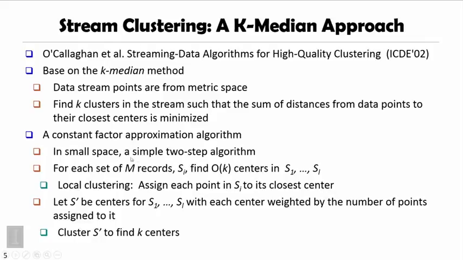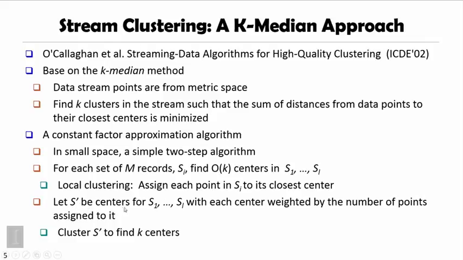Then, because it's a data stream, this method is designed as a constant factor approximation algorithm. It uses a reasonably small memory space. It's a simple two-step algorithm. For each set of M records, like S sub i, you're not going to register all those M records because they are flowing in very fast, potentially infinite. But we try to find O(k) centers in the stream, like S sub 1 to S sub l. This O(k) means usually you want to find k centers, but you want to store multiple k. It's a local clustering. That means you want to assign each point in S sub i to its closest center.